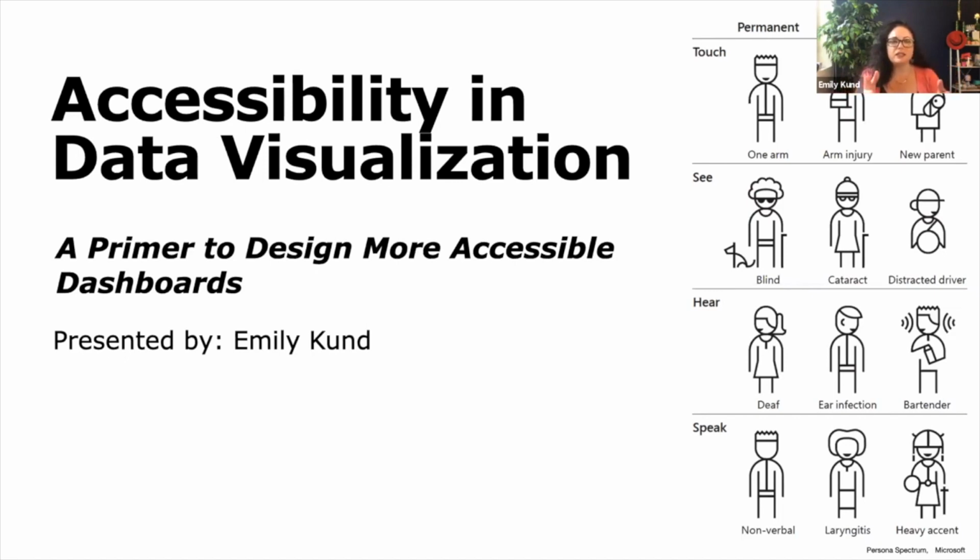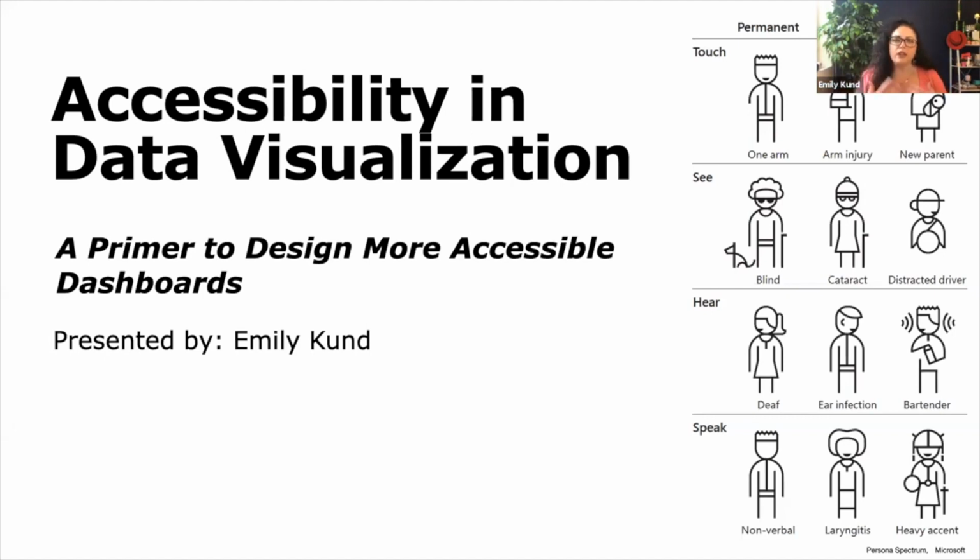So this is a graphic that comes from the persona spectrum from Microsoft, and it really goes through 4 different aspects here: touch, sight, hearing, and speech. And there are 3 different types of disabilities, if you will, or temporal aspects to these. One is permanent, right? Like the person with one arm. Then there's somebody who has an arm injury, but then there's also the parent. And if you have ever been a new parent, you know that you're holding the baby while working and typing and also trying to make coffee. It's amazing what you can try to do.